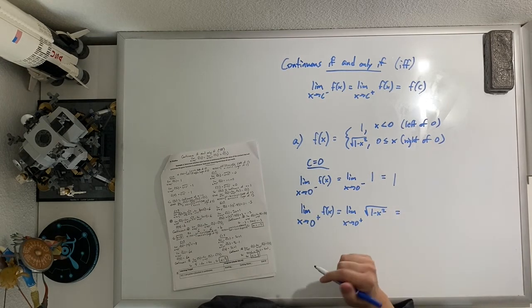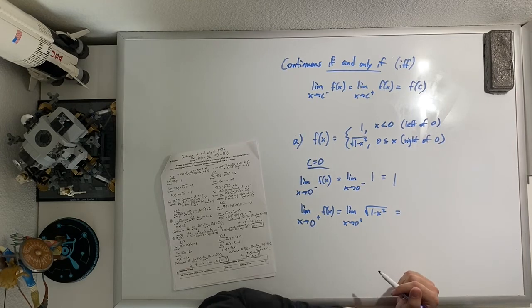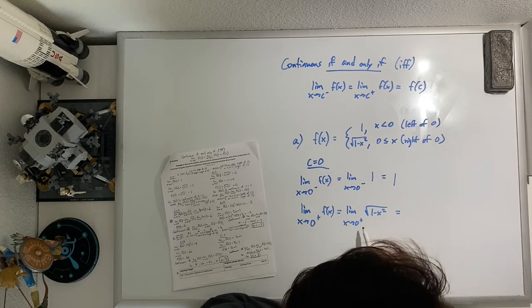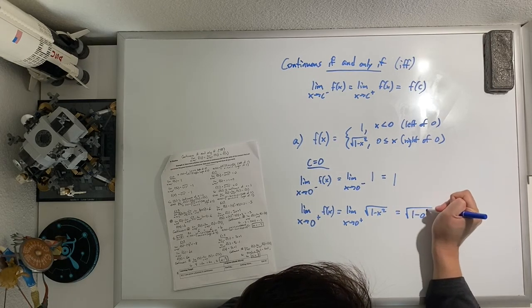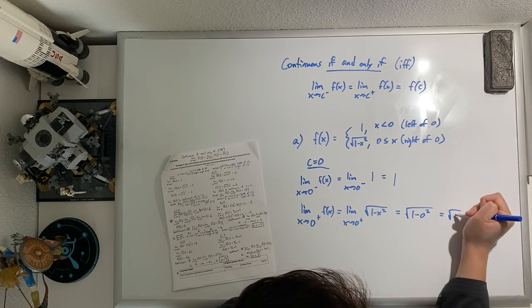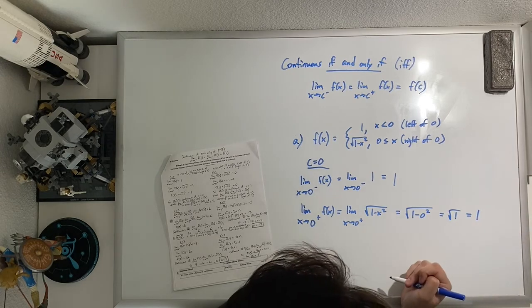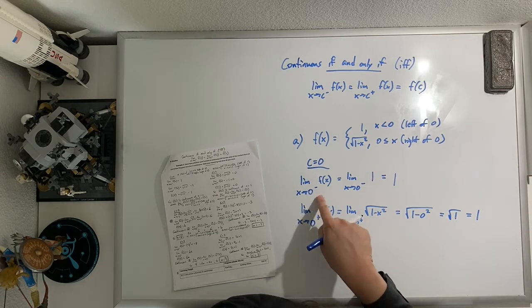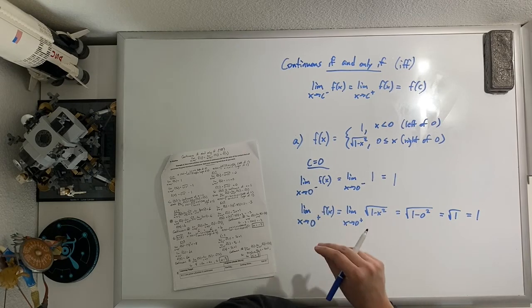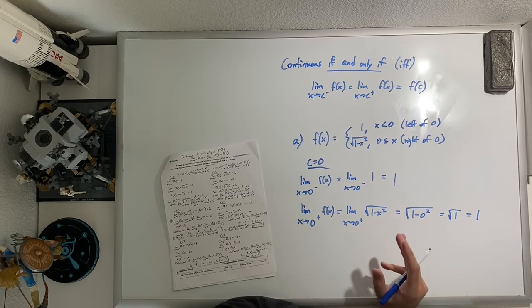And using the same methods that we've always used for evaluating limits, we'll try substitution. Can we plug in 0 for x? Yes, we can. We end up with the square root of 1, which is 1. So far, we've shown that the limit from the left and the right are the same, which means the limit does exist. But is it the same as the function value?